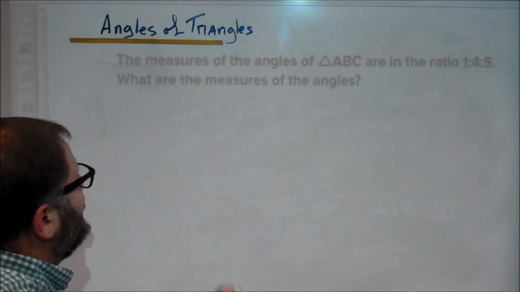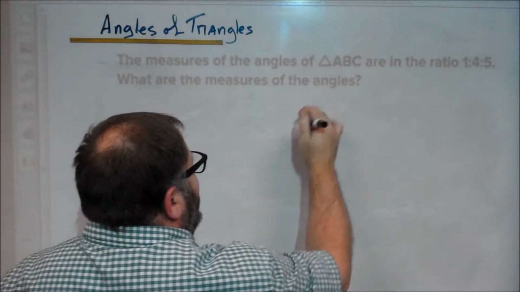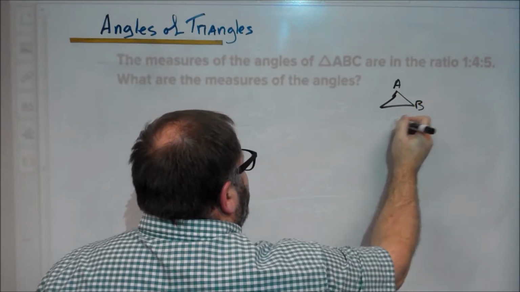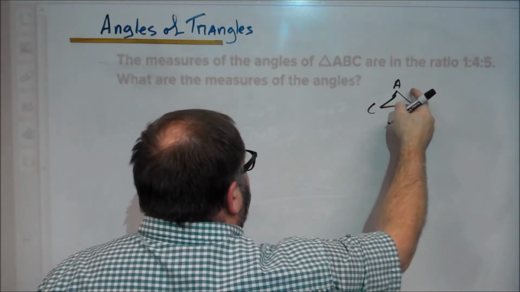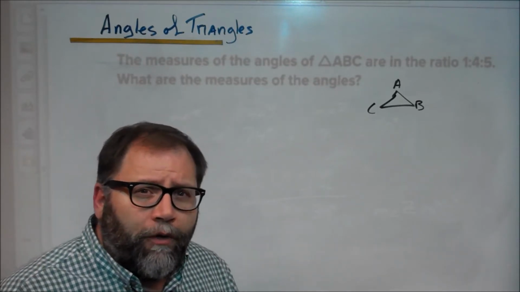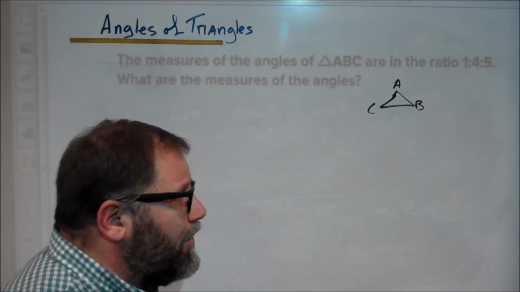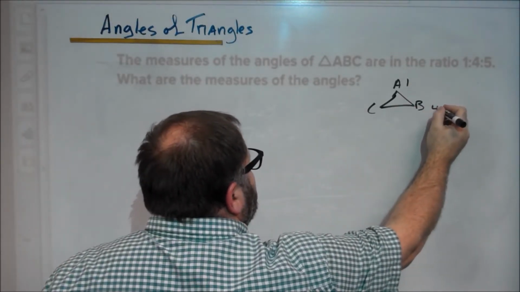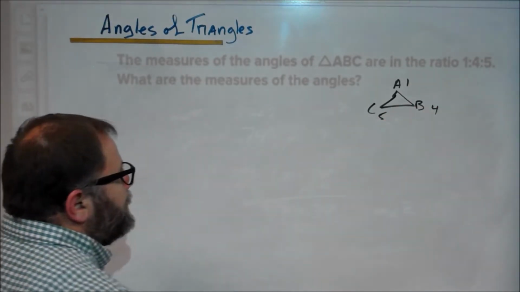Let's read this problem. The measures of the angles of triangle ABC. All right, so triangle ABC is a triangle with a vertex of A, an angle of B, an angle of C at the other vertex. And they're in the ratio of 1 to 4 to 5. What's that? Okay, so the ratio of 1 to 4 to 5.